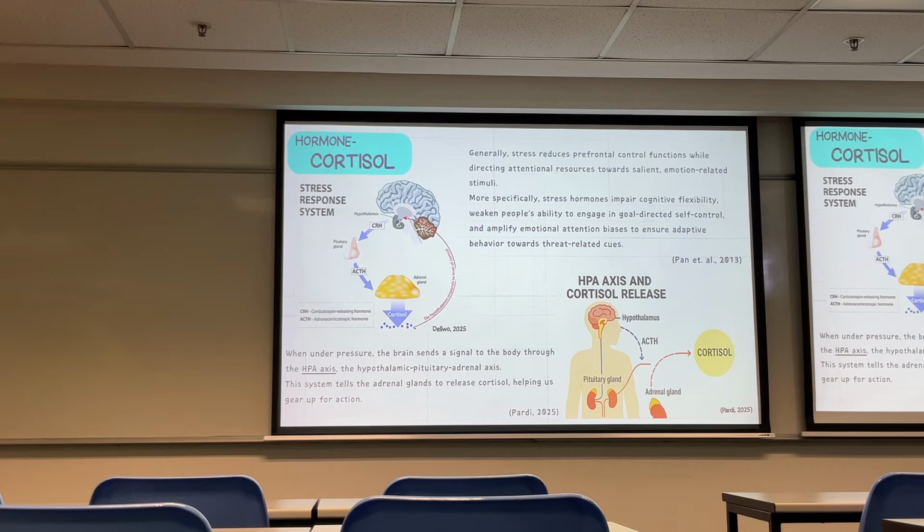Cortisol can help us to impair our cognitive faculty, weaken people's ability to engage in goal-directed self-control, which helps us to give attention to the situation, such as when people fall dead, and amplify our emotional attention to ensure adequate behavior toward the related groups.